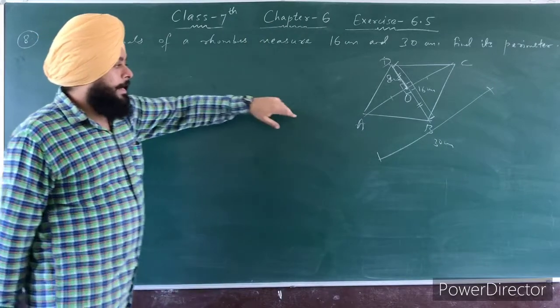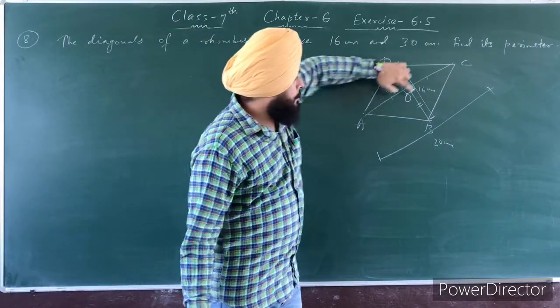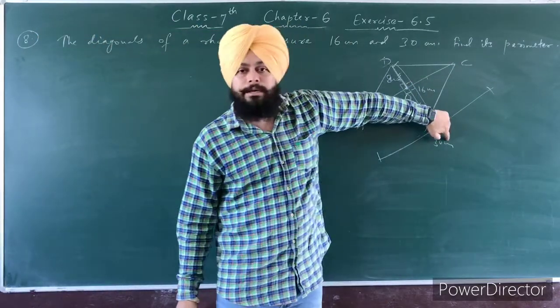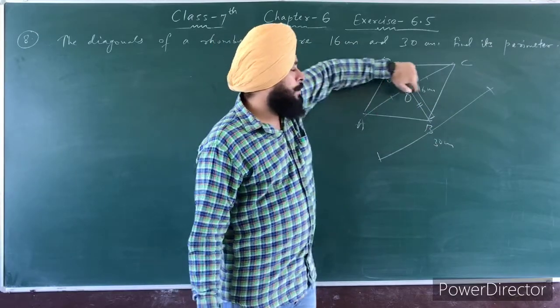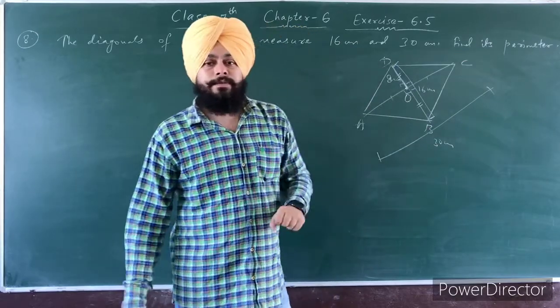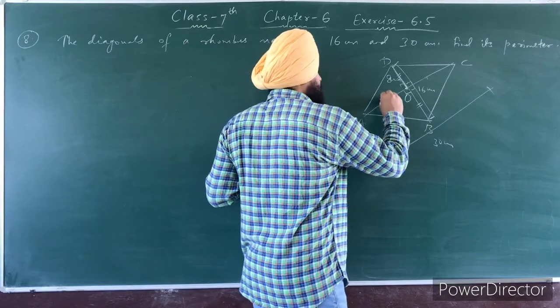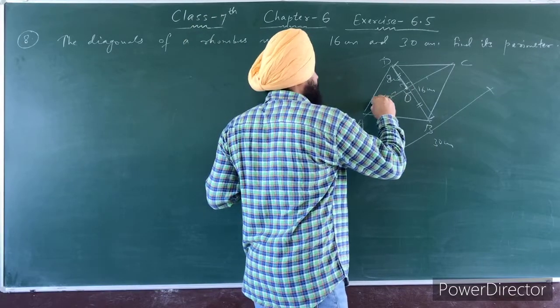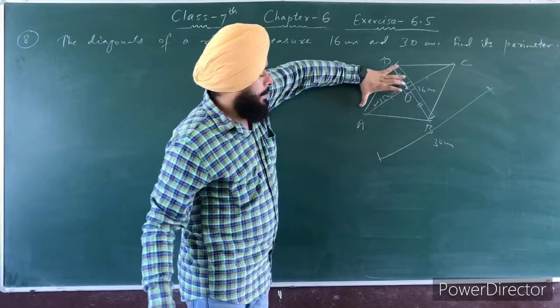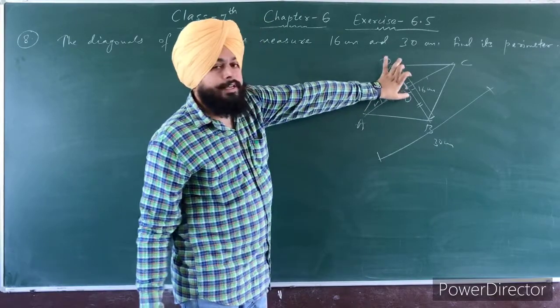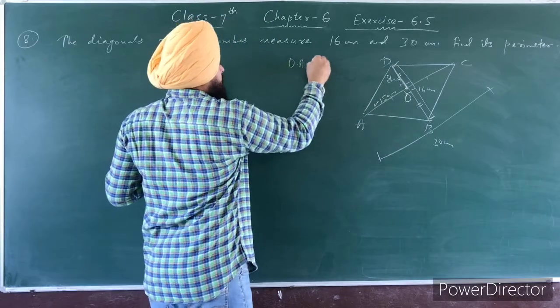And the other diagonal AC, this one, AC is of length how much? 30 centimeter. So OA is equal to OC. So half of it is 15 centimeter. This is 15 centimeter. Clear? The length of OA is 15 and OD is how much? 8 centimeter.